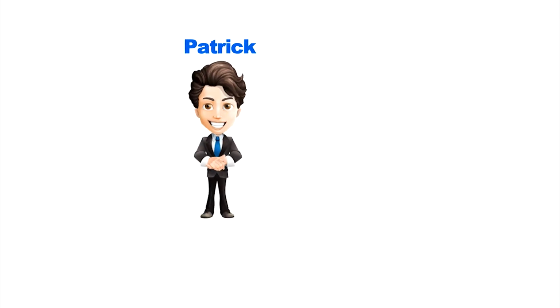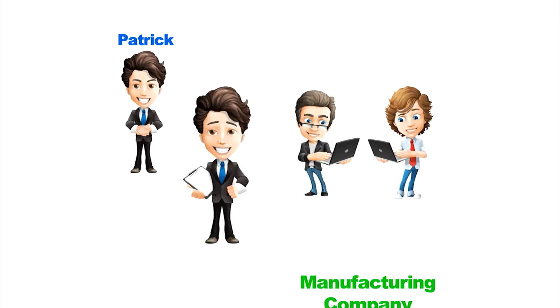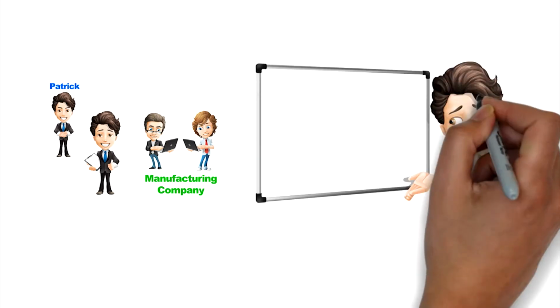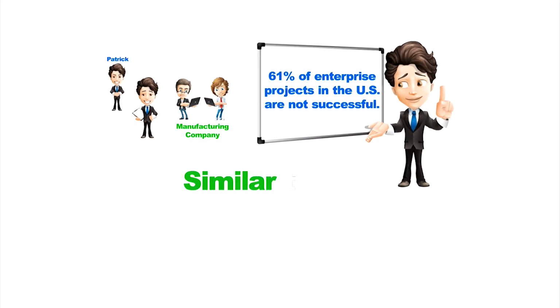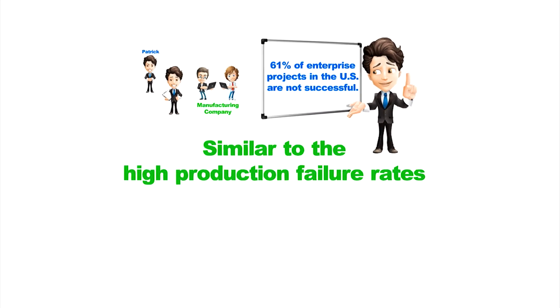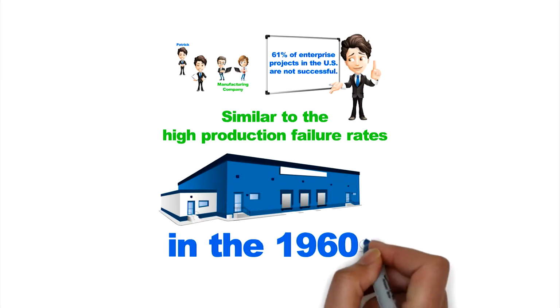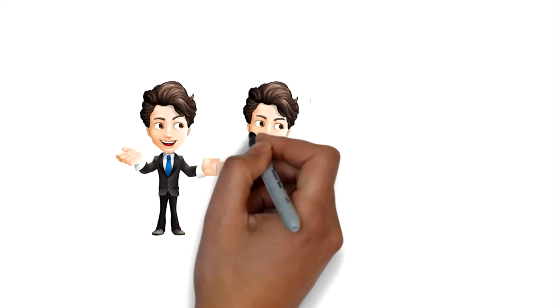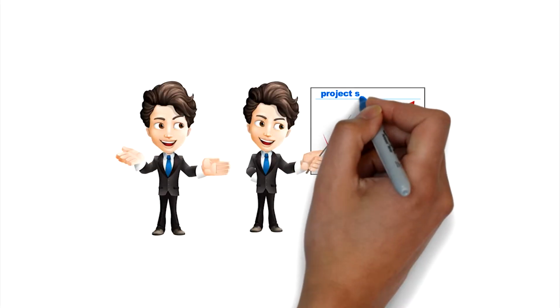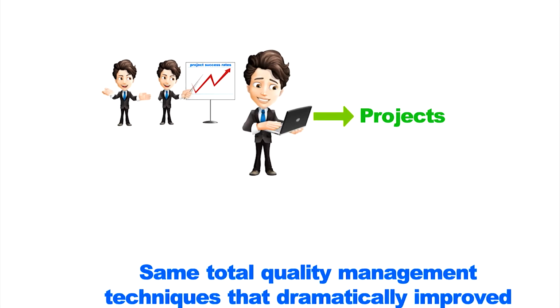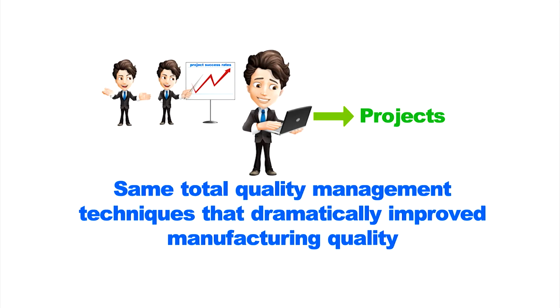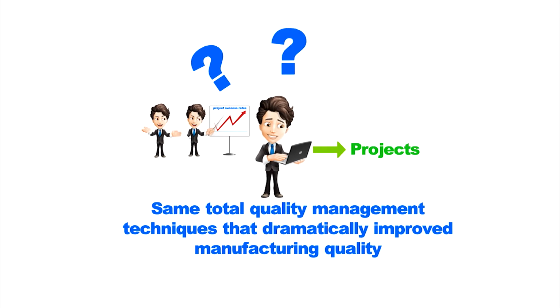This is Patrick. He manages an IT department for a manufacturing company. Patrick knows that 61% of enterprise projects in the U.S. are not successful. This is similar to the high production failure rates experienced by the manufacturing industry in the 1960s. Patrick wants to know if it is possible to improve project success rates by applying to projects the same total quality management techniques that dramatically improve manufacturing quality.